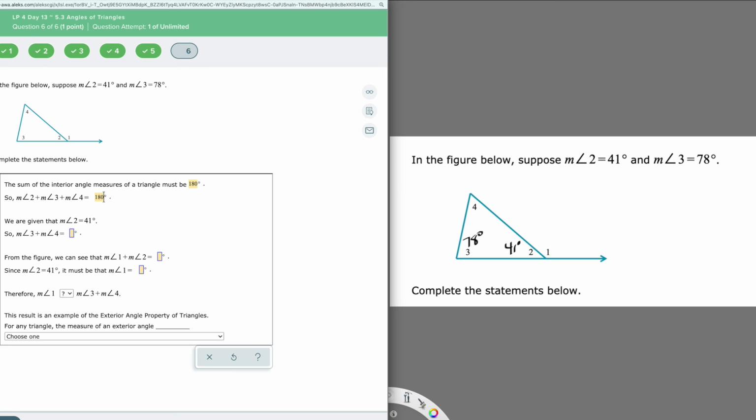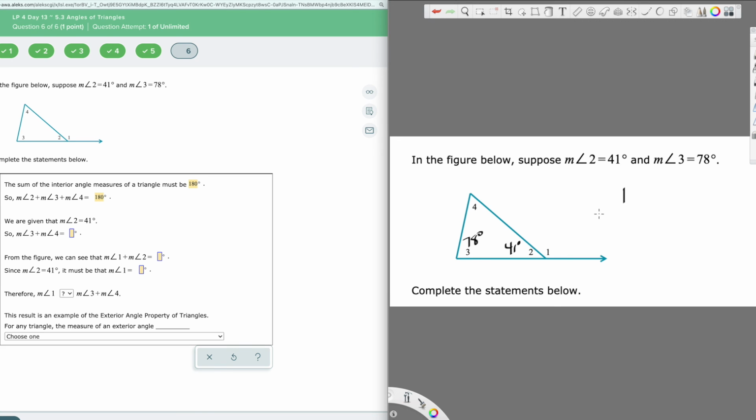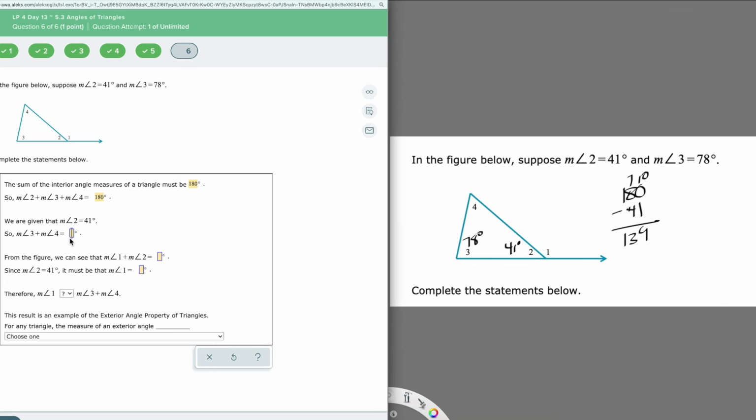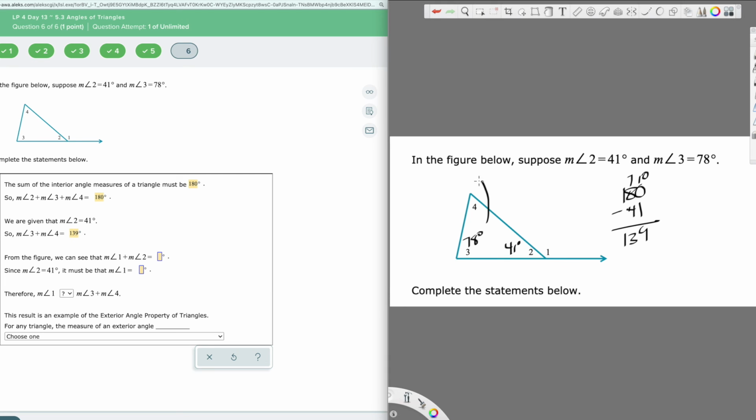We are given that angle 2 equals 41. So I can see that angle 2 equals 41. They told me that. So the measure of angle 3 and 4 equals, they don't want us to focus on the 78 yet. What they want us to focus on is if they have to add up to 180 degrees and we're using 41, what's left over for these two? Not necessarily focusing on the 78 yet. So with this one we would get, let's see, 139, sorry. So we get 139 for this total, both of these added together.